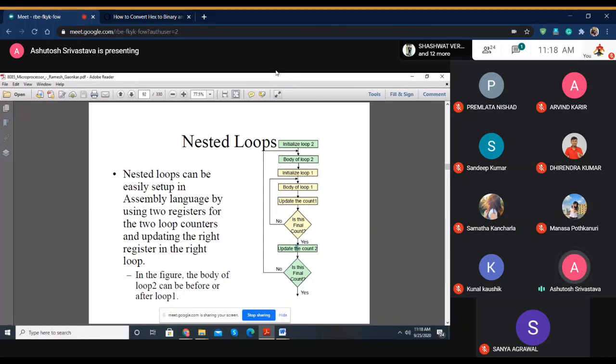If it's satisfied, it updates count 2, and then again, if it is satisfied, it comes out, else it goes back to your loop 2. So this is the basic philosophy behind a nested loop.